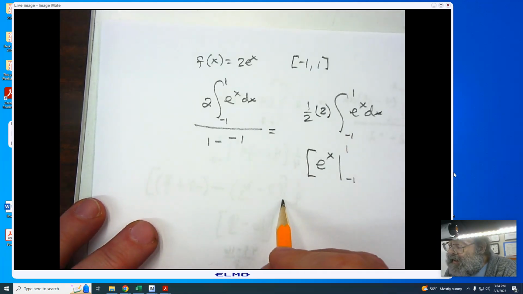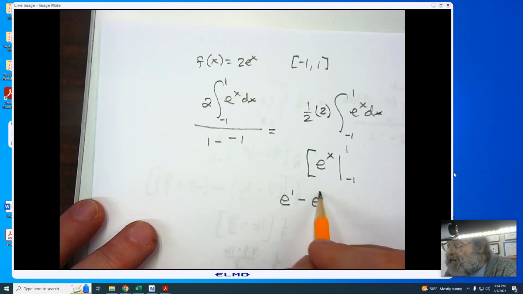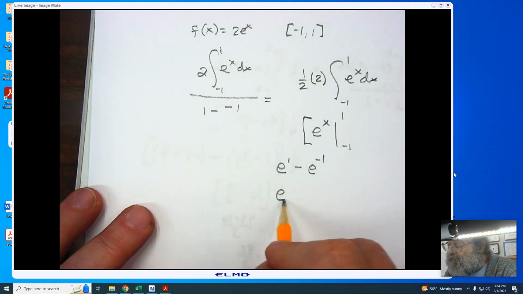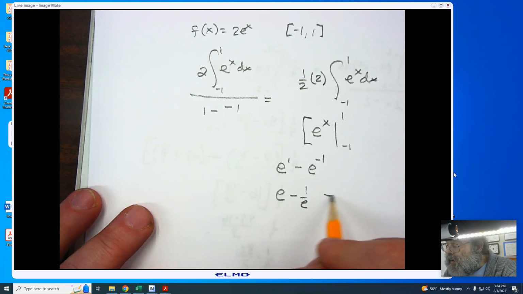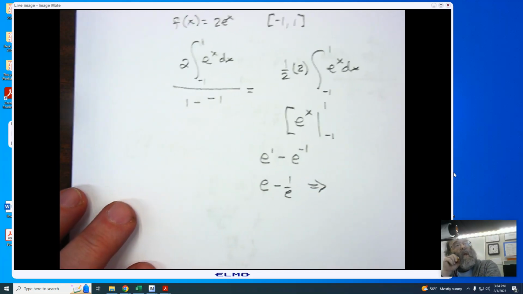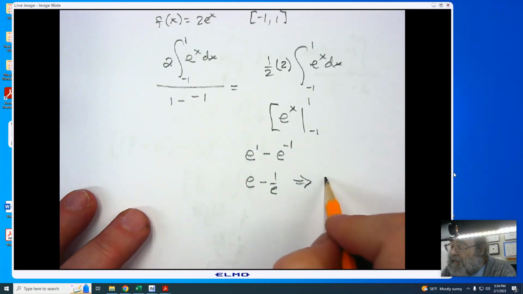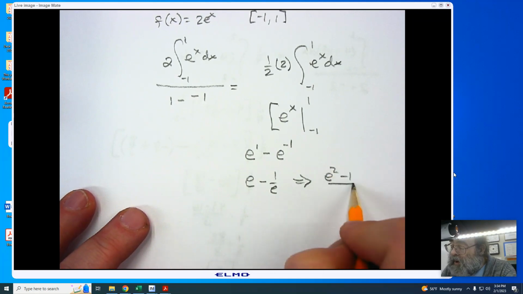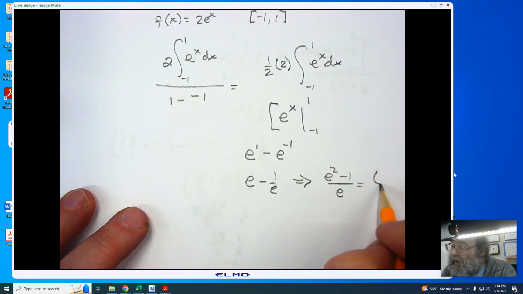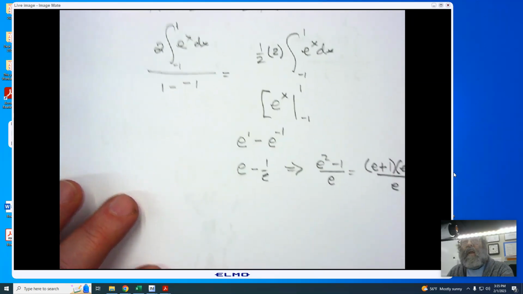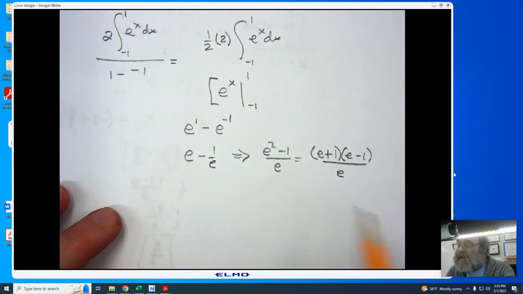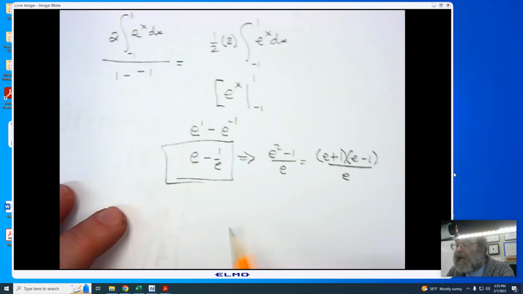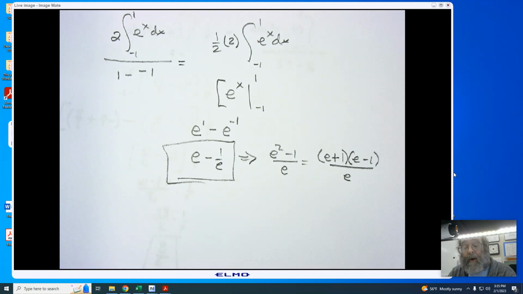So I'm now looking at e to the first power minus e to the negative first power, which is e minus 1 over e. Now be aware, if you're in AP Calculus, you are going to have to get the common denominator called e squared minus 1 over e, and they're probably going to have you factor it into e plus 1, e minus 1 divided by e. Individuals in CP, this would be our answer, and we don't have to worry too much about it.